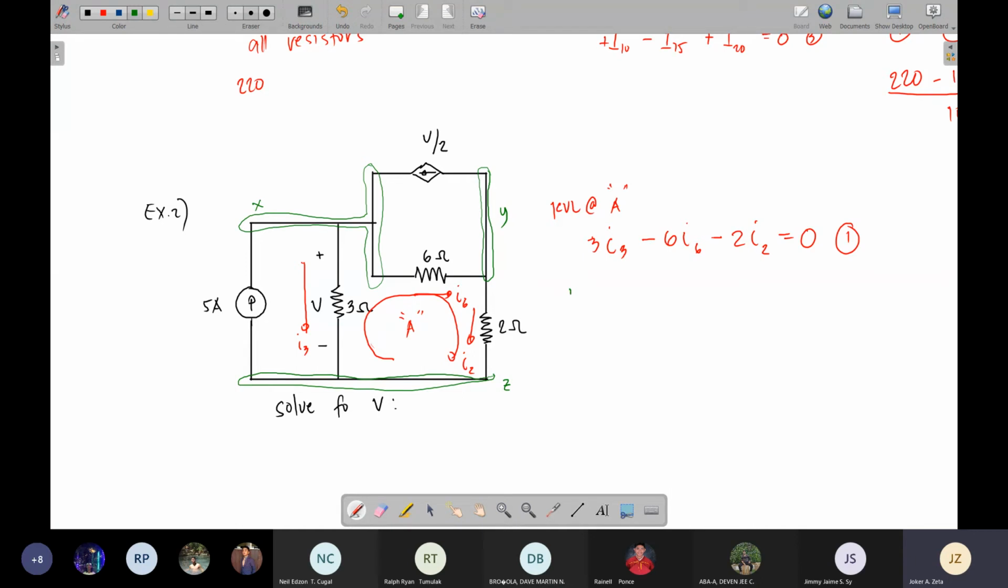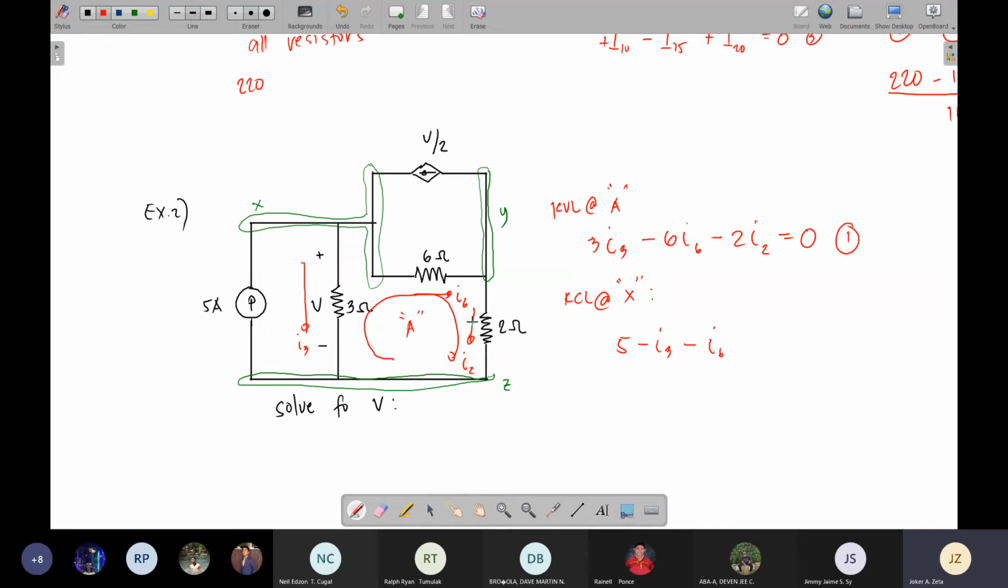Let's say I apply KCL at node X. At node X, again, entering current is positive, leaving current is negative. First, the 5 amperes is connected to node X and is going towards node X, so it's entering, that would be positive 5. Then I3 is connected to node X but is leaving, so that would be negative I3. And I6 is also connected to node X but is leaving node X, so that would be negative I6.